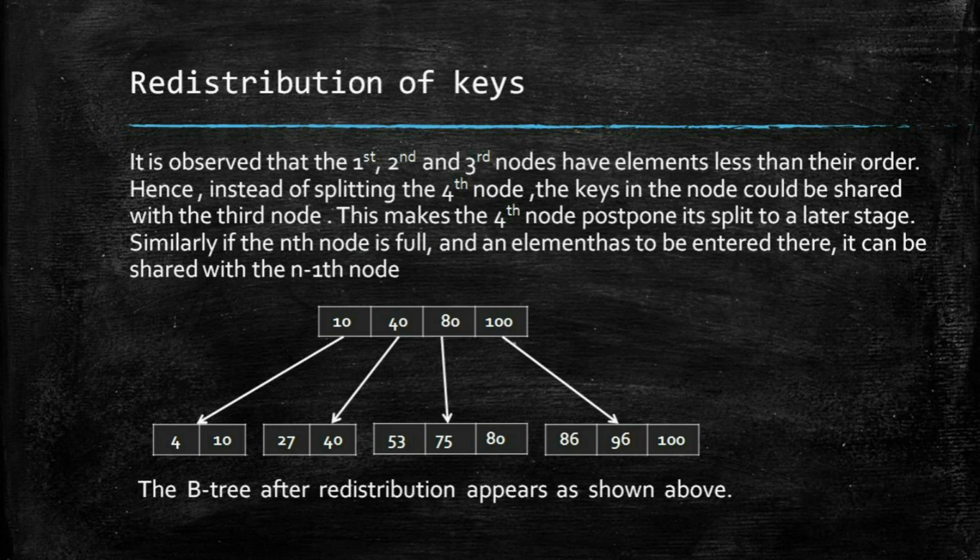In this figure, it is observed that the first, second and third nodes have elements less than their maximum capacity. Therefore, instead of splitting the fourth node, the keys in the fourth node could be shared with the third node. Thus, this makes the fourth node postpone its splitting to a later stage. Similarly, if the third node is full and an element has to be entered there, it can share its key with the second node. The B tree after redistribution appears as shown.